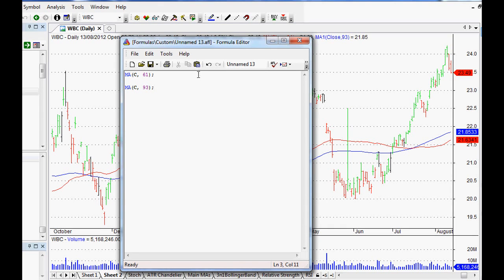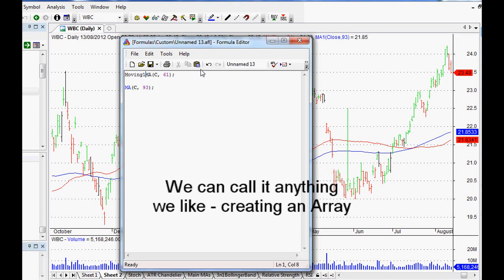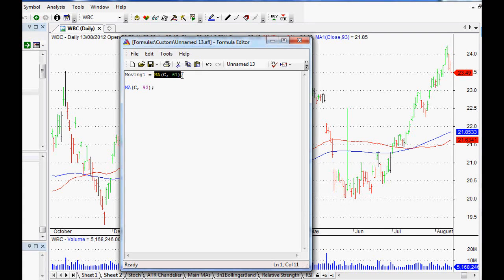And so once we have that, we can actually turn them into arrays so that we can reference them again later. For example, if we call this moving 1 and just say equals, then every time moving 1 appears, it will actually reference this and give us the 61-day moving average. And if we say moving 2, then that can equal the 93-day moving average as well.